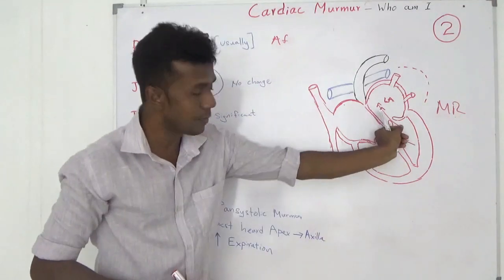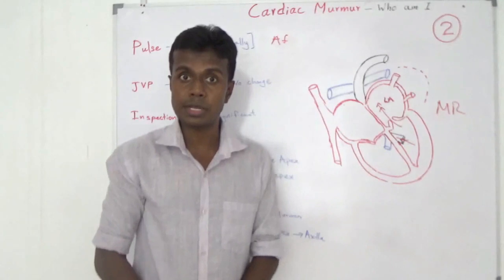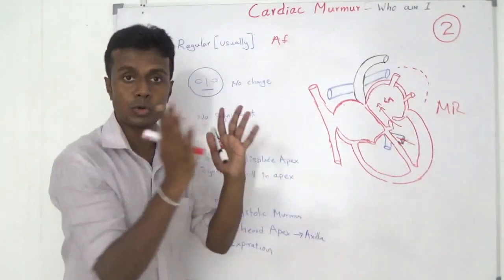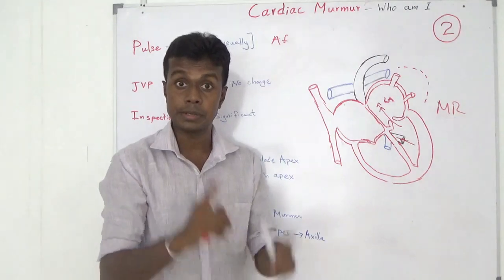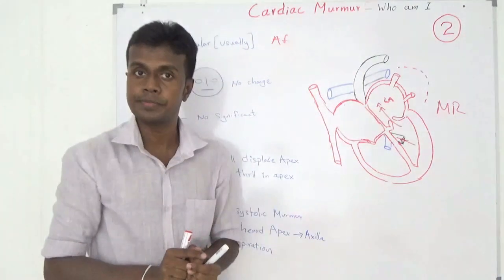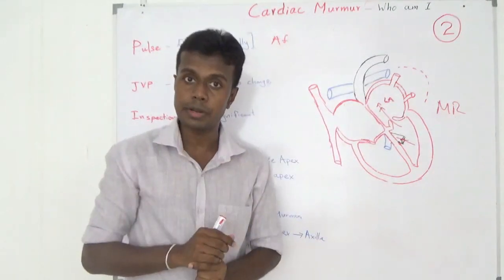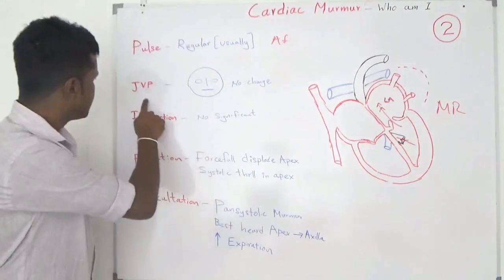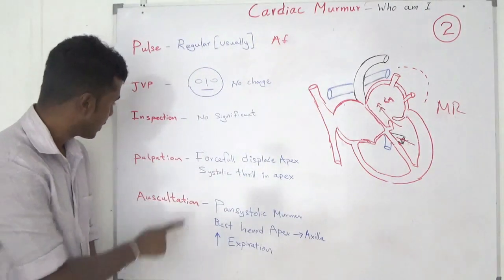In mitral stenosis, the valve is closed and the left atrium definitely has to enlarge. So most of those patients can develop atrial fibrillation. But mitral regurgitation patients rarely develop atrial fibrillation. Jugular venous pressure, inspection: no significant change.